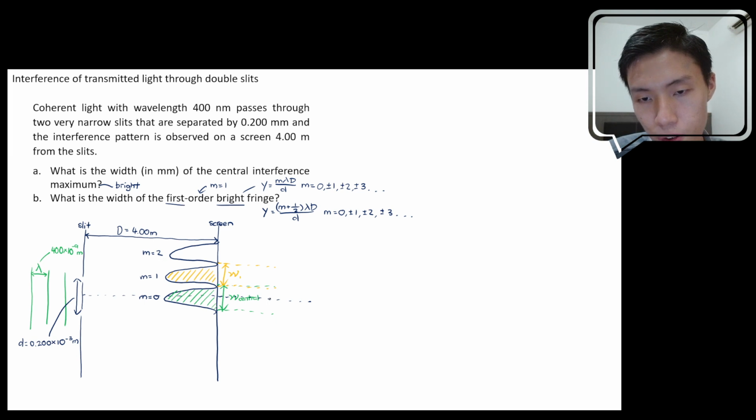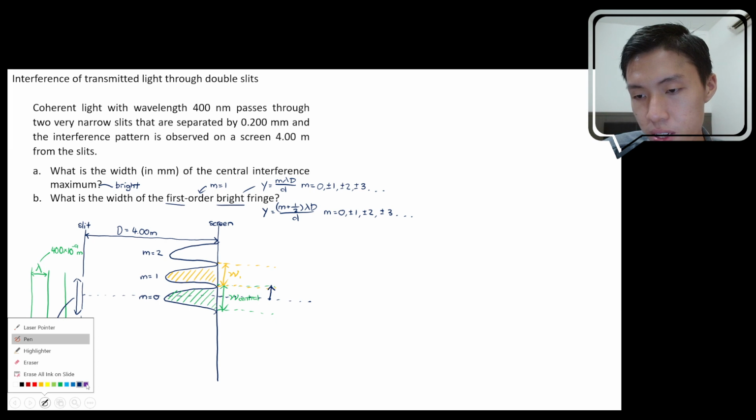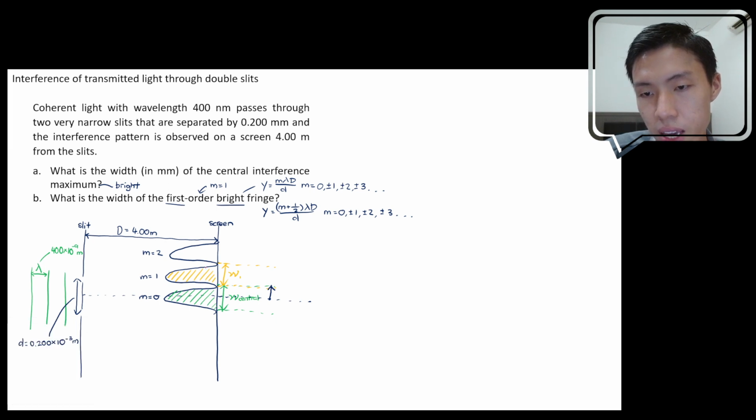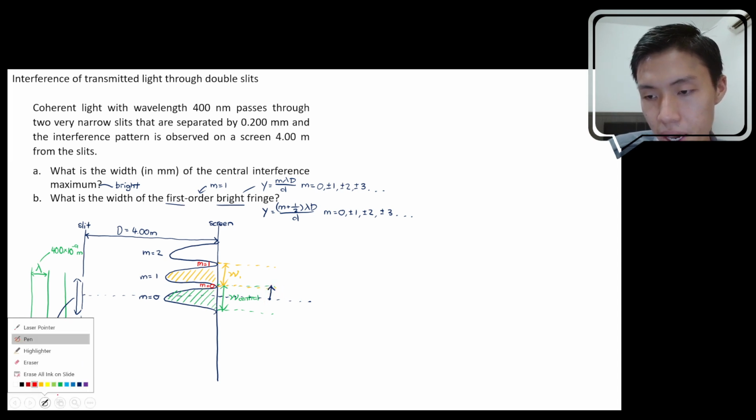So what can we do to determine the width of the central? Maybe we can measure from the central to the first dot that we can see over here, because this is where our width of central stops, right? So if you measure this distance here is where we find the first dark, and for the first dark over here, the m should also start with 0. Your m starts with 0 for this dark equation as well. So the first dark that we see will be m equals 0, and this will be m equals 1.